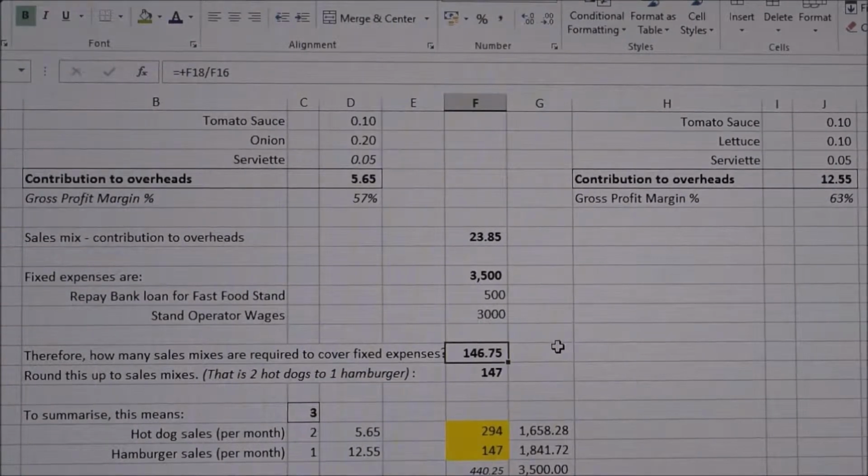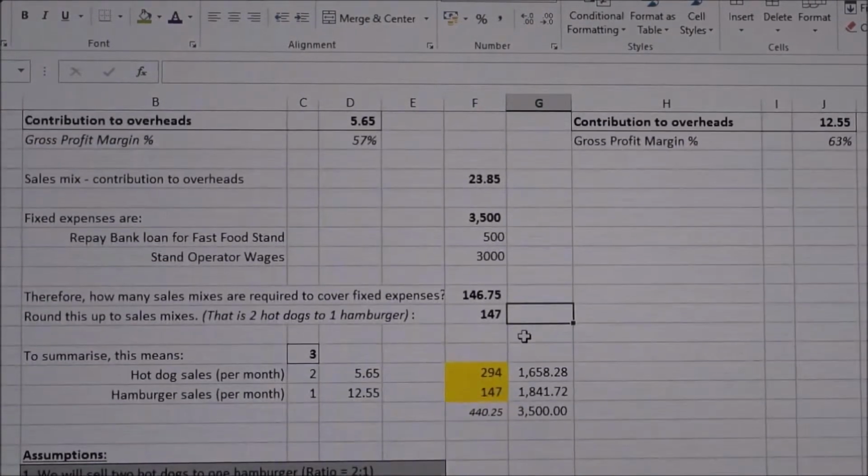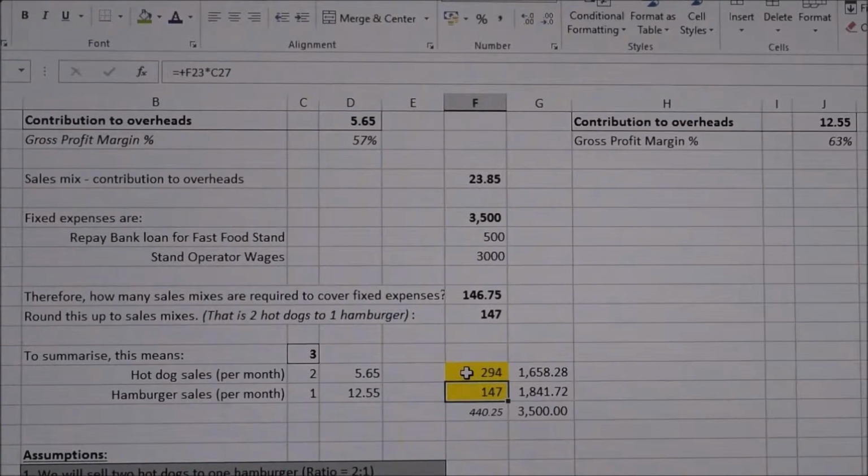Our formula is F18, which is our total fixed overheads, divided by our sales mix that we've already calculated over there, 23.85, and this tells us we need to have 146.75 of our sales mix in a month, and if we round that up it means 147. But remembering our mix is 2 to 1, therefore if we have 147 hamburgers being sold, we need to sell double the hot dogs. In other words, in that case, 294.